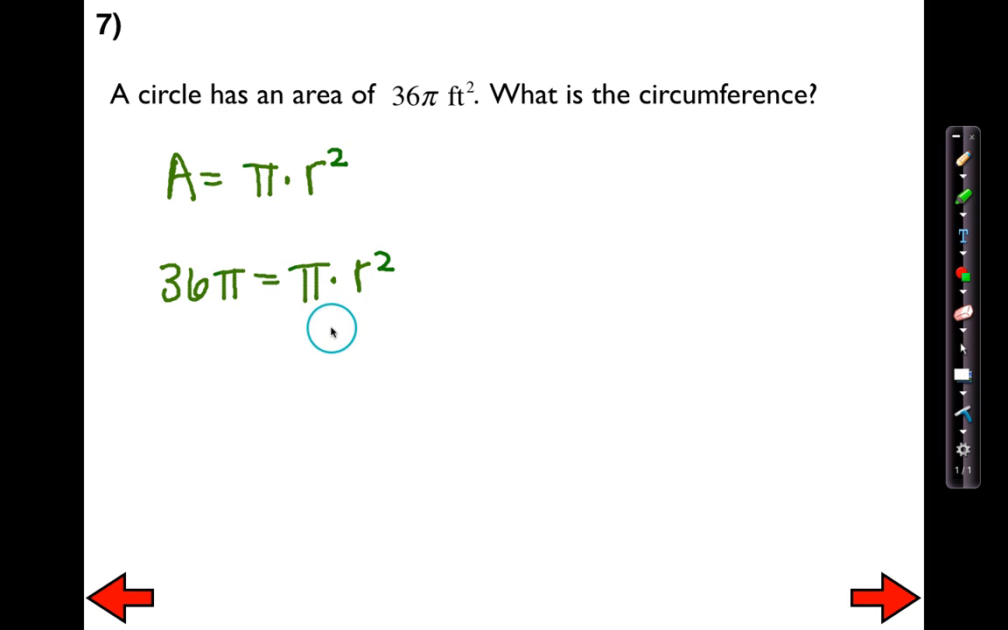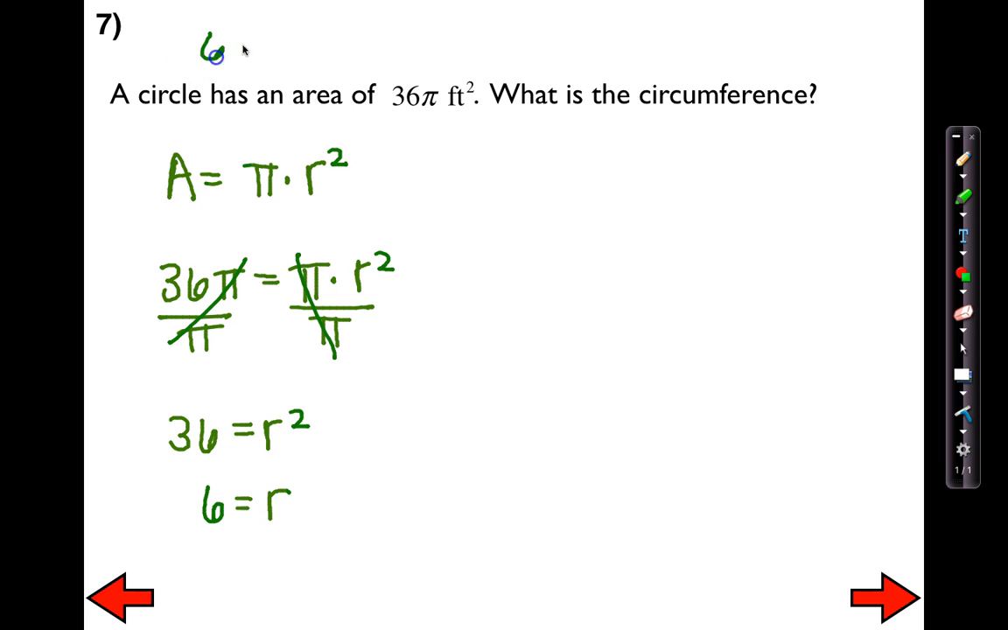Since I want to isolate r, I'm going to get rid of pi by dividing both sides by pi. The pi's cancel out here, but they also cancel out here, which just leaves me with 36 equals r squared. So basically, they want to know what number could I square to get 36. Hopefully, your answer is 6, and I can prove it to you because 6 times 6 is 36. By knowing the radius, I'm going to be able to figure out the circumference.